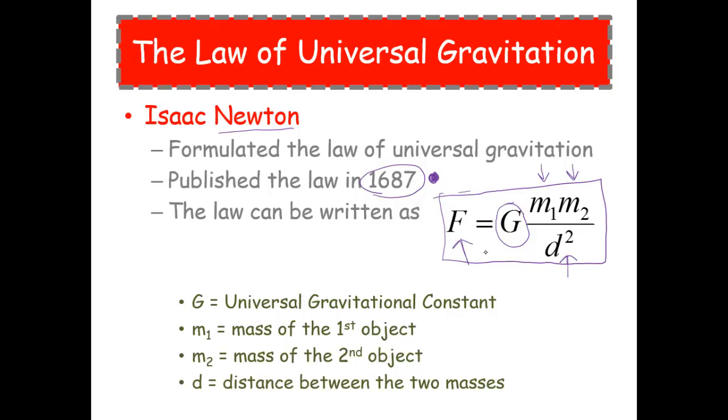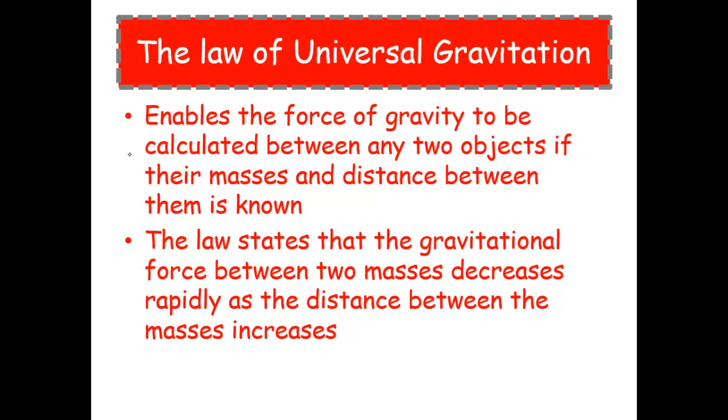Now, the things you do need to know about the law of universal gravitation is that the force of gravity can be calculated between 2 objects as long as you know the masses and the distances. That's the key. You've got to know how much the objects weigh, and how far apart they are. The other thing you need to know is that if 2 masses decrease, then the force of gravity is going to increase. So those are just some things you need to know.